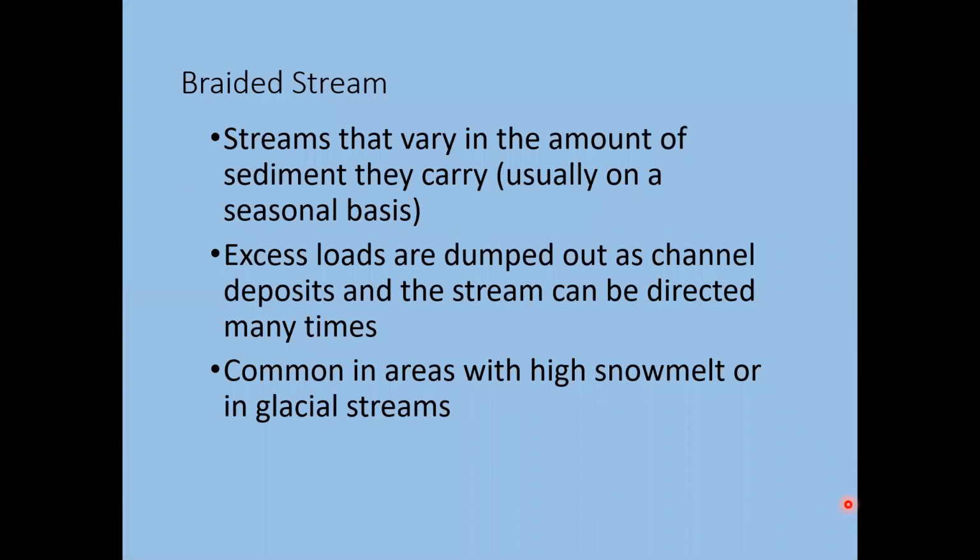Then a braided stream. Braided streams happen where the stream varies in the amount of sediment that it's carrying, and that's usually on a seasonal basis. So in areas where you have streams that originate at glaciers, glaciers in the wintertime are frozen. So there's not a lot of flow that's going to come out.